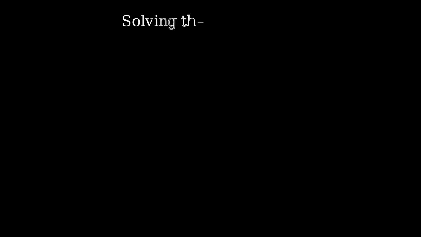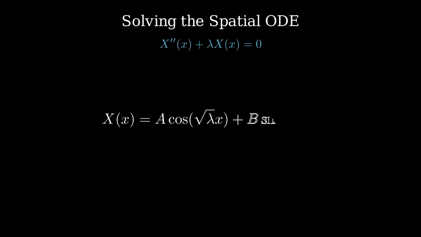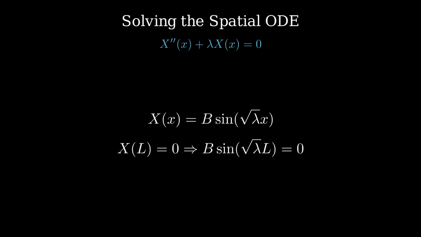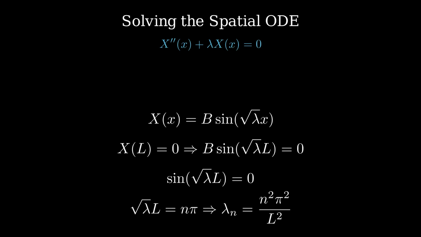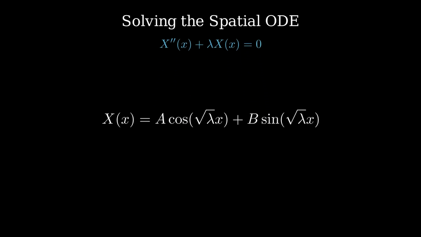Let us solve the spatial equation first. The general solution to X double prime plus lambda X equals 0 is a cosine of square root lambda x plus b sine of square root lambda x. Now we apply our boundary conditions. At x equals 0, u must be 0 for all time. This means uppercase X of 0 equals 0, which gives us a equals 0.